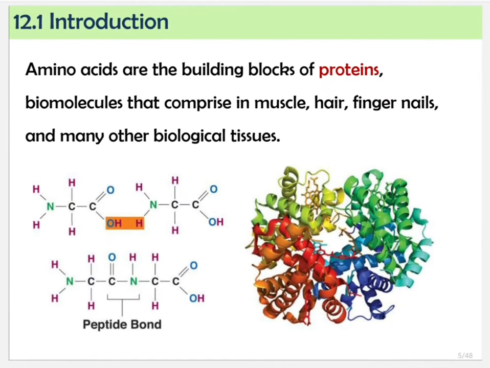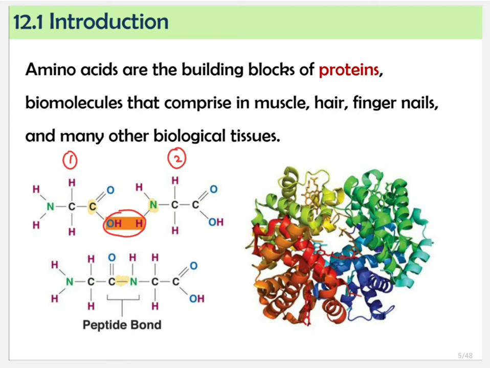So amino acids are important because they are the building blocks of proteins, biomolecules that comprise muscle, hair, fingernails and many other biological tissues. Jadi contoh kita ada satu amino acid and this is another amino acid. So dia akan combine by removing water. So bila water is removed, this carbon and this nitrogen will be bonded.